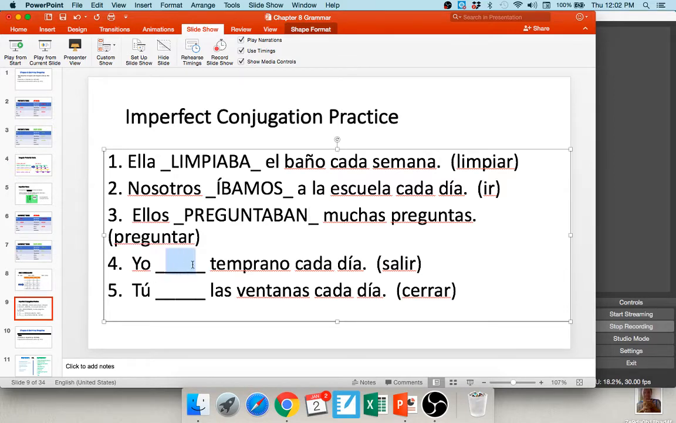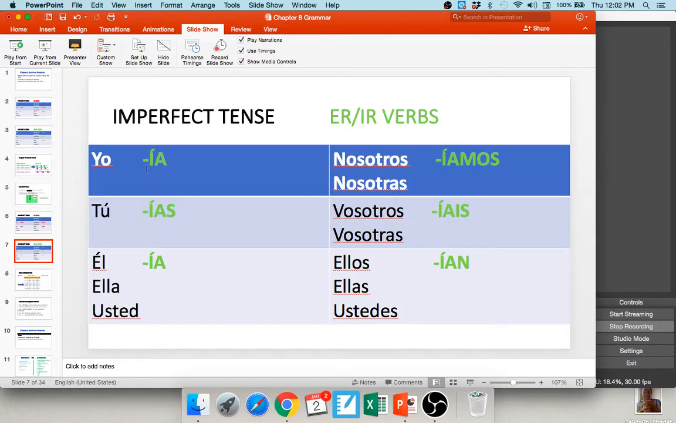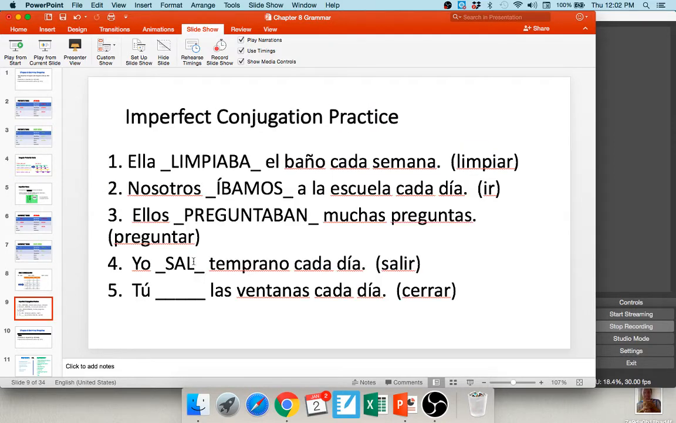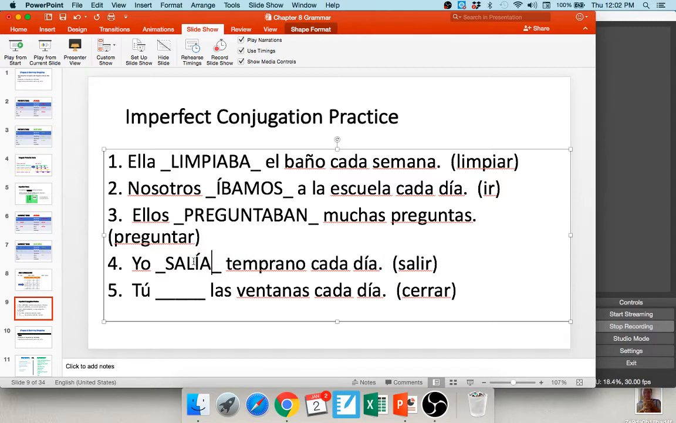For yo and salir, we're going to chop off our IR, find our IR ending as ía, and add back. Yo salía temprano cada día. I used to leave early every day.